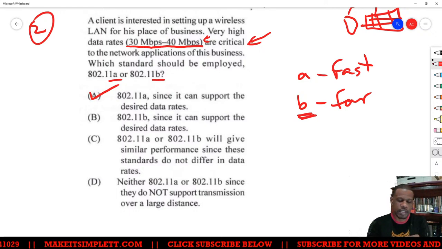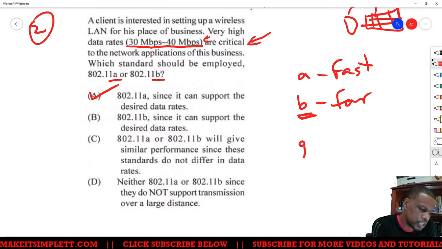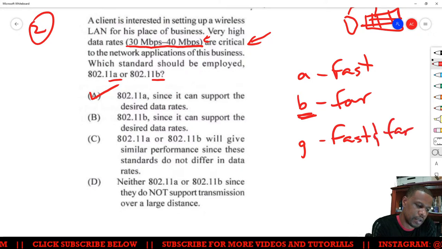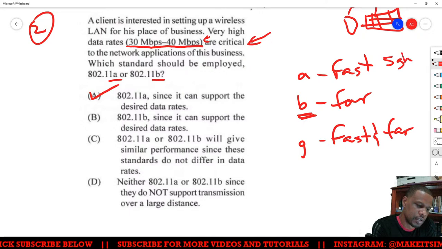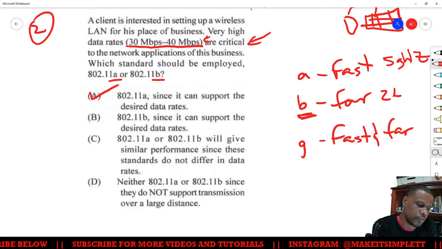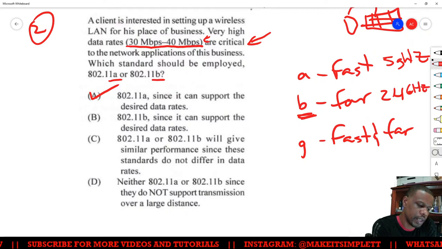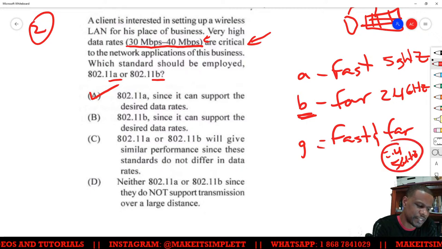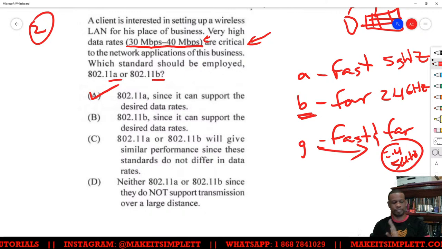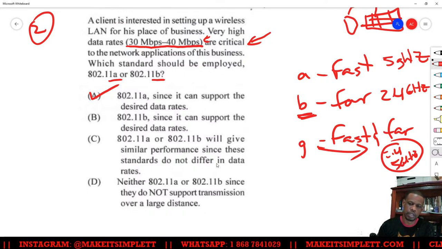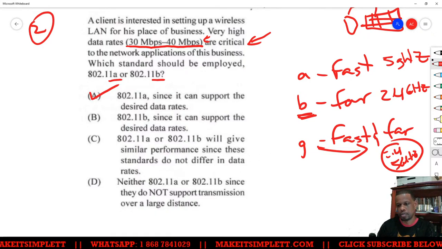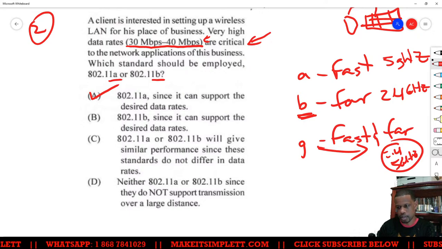I'll warn you all, even though the syllabus only has A and B, sometimes G is put. And G is fast and far. Because A uses 5 gigahertz, B uses 2.4 gigahertz, and G uses both 2.4 and 5 gigahertz. Well, N uses both of them too. Anyhow, they didn't have G in the syllabus, but get yourself accustomed.